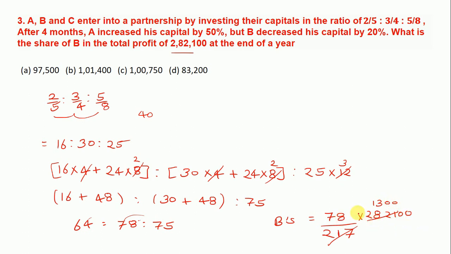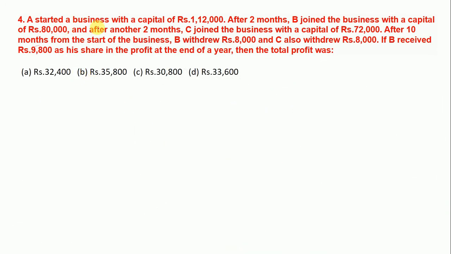Now we have to find the product of 78 and 1300, and it will be our final answer. And the product of 78 and 1300 will be 101,400. So this will be our final answer, option B, 1,01,400. Now question 4. A started a business with a capital of 1,12,000.